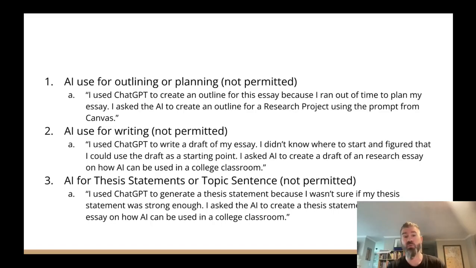So there you go. If you want to know what the repercussions or what the steps are if you did use AI in one of the non-permitted ways, send me an email, look at the syllabus. I'm always happy to talk about these things.